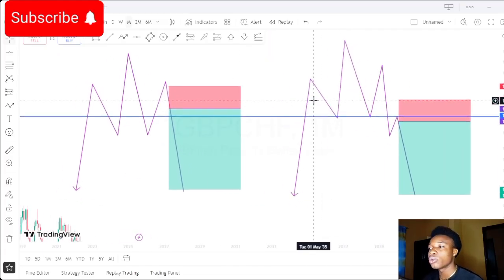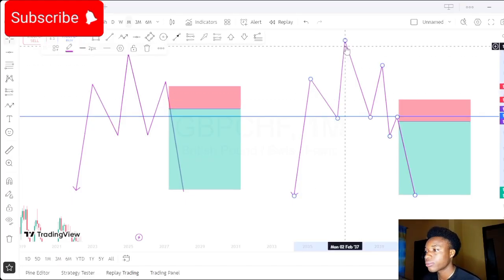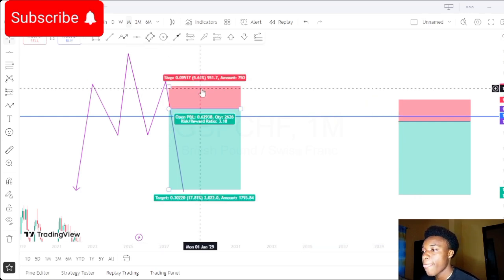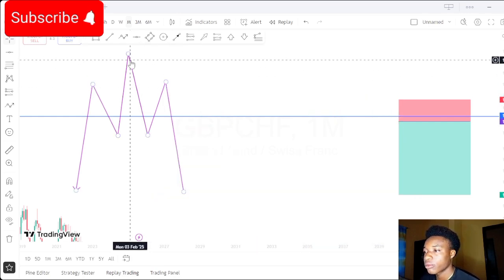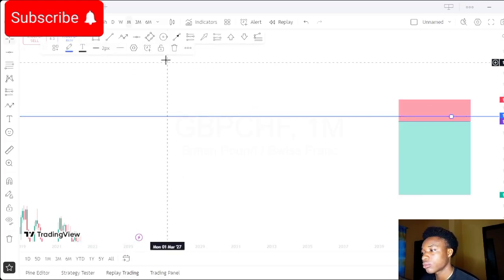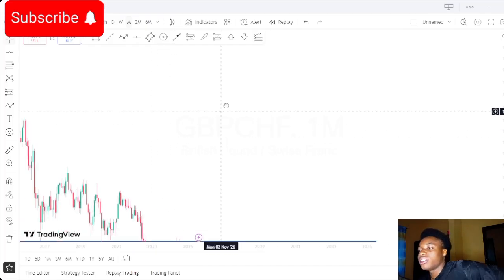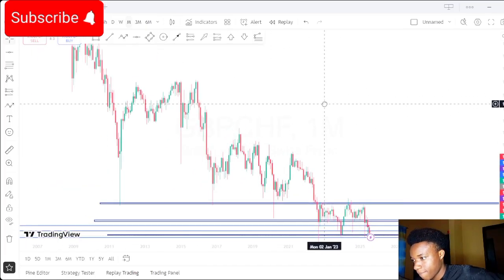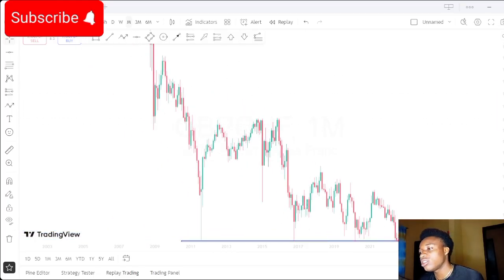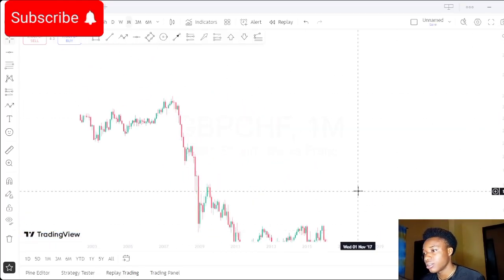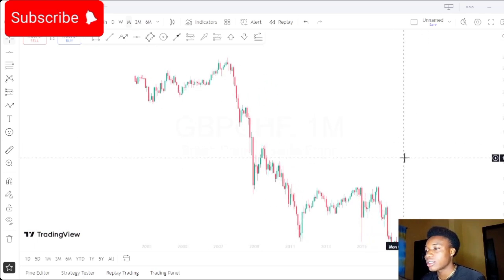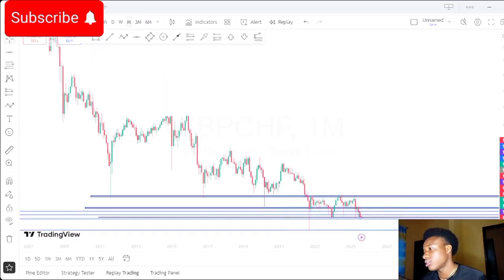So let me take you guys to the real life chart for this head and shoulder pattern. Let me delete all these things. So this is GBP/CHF. And one thing is that I like markets that have been trending for a very long time. Like this one, GBP/CHF has been trending since the day it was established. This market has been trending downward.